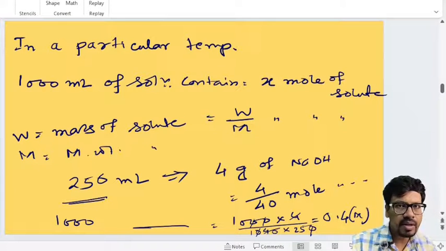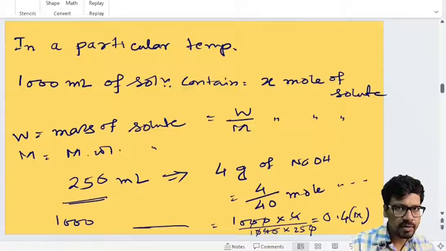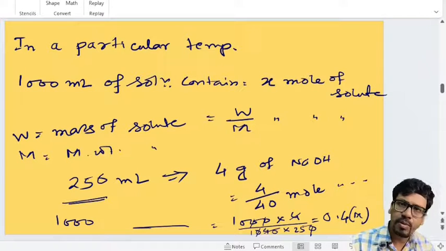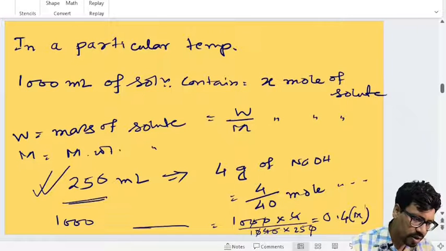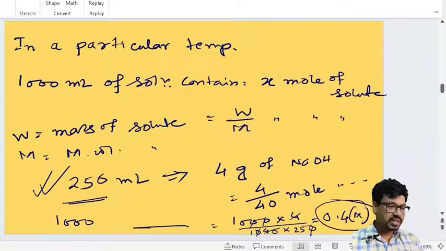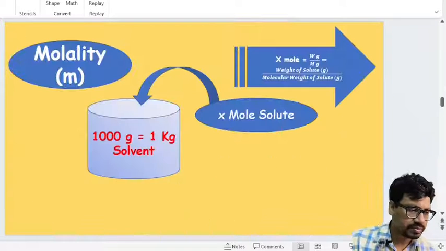10 divided by 25, so 2 by 5. So that is 0.4 molar. The concentration of the NaOH solution is 0.4 molar. Clear? By this method, we can easily calculate the molarity of the solution.